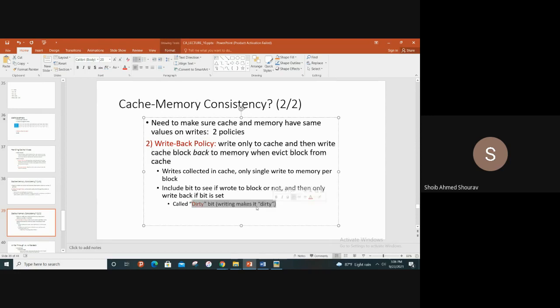So whenever there is a write in the cache, the dirty bit is 1. There is a dirty bit for every cache block, like the valid bit. If anything is written in the cache, the dirty bit will be 1. Otherwise, it is initially 0.